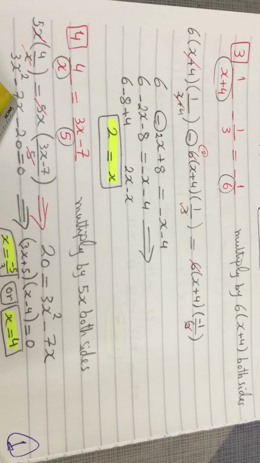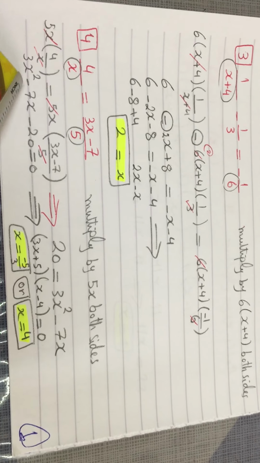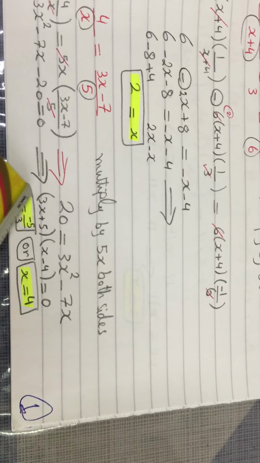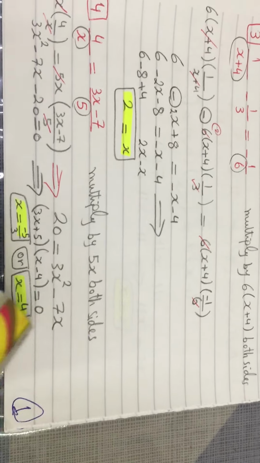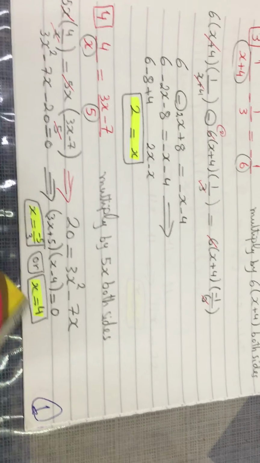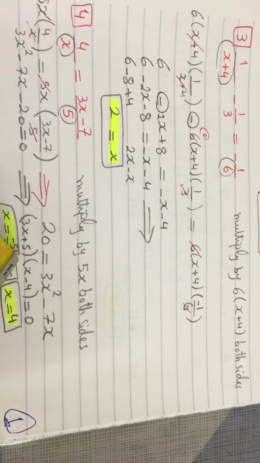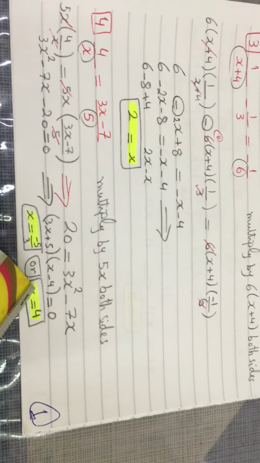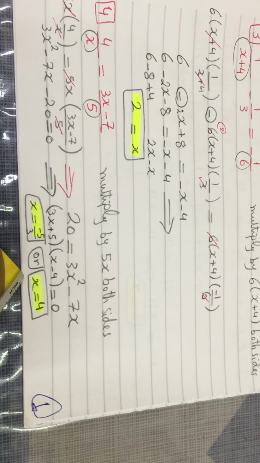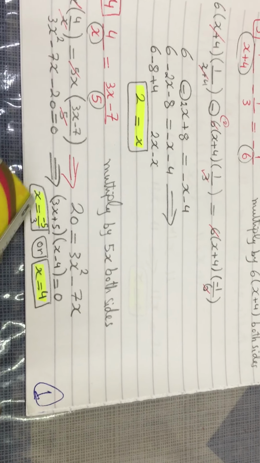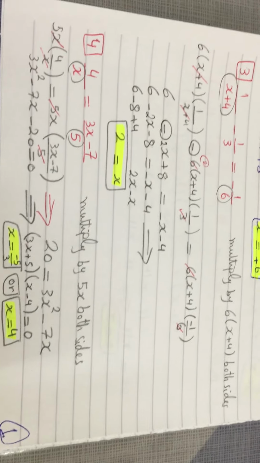these three terms. 3x squared, I'll factorize it into 3x times x. And 3x plus 5 multiply x minus 4. So x equals 4 or x equals negative 5 over 3.